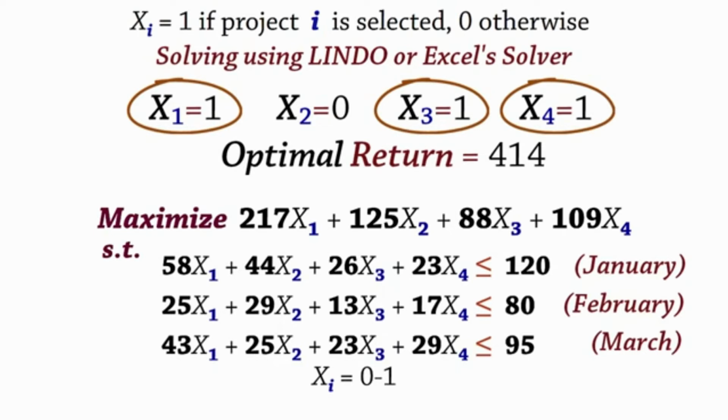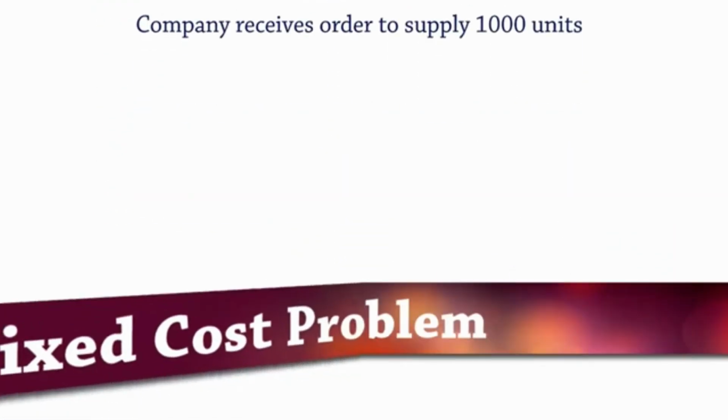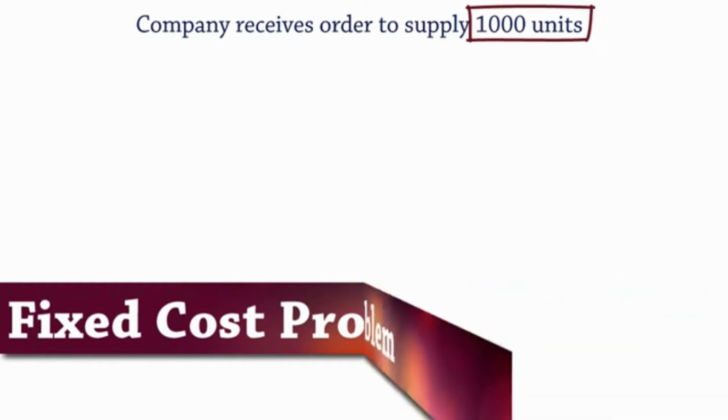Let's now model a fixed cost problem. Suppose a small company receives an order to supply 1,000 units of a product.